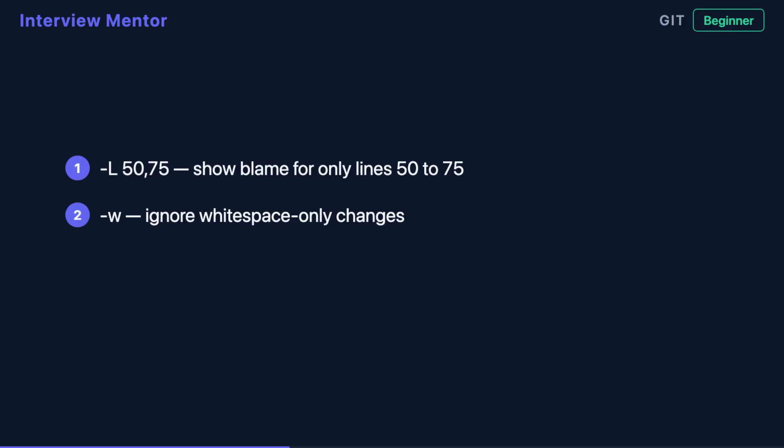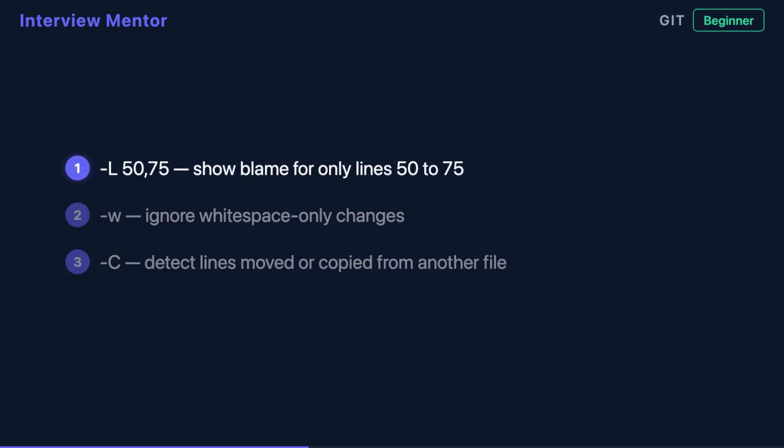A few flags sharpen your results. -L with a line range limits output to just those lines. -W ignores whitespace changes, so a reformatting commit does not show up as the last modifier. And -C detects lines that were moved or copied from another file.